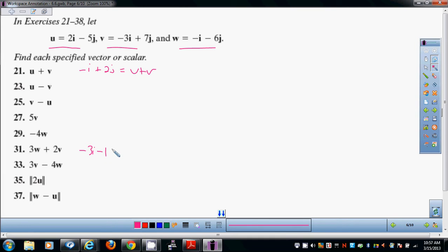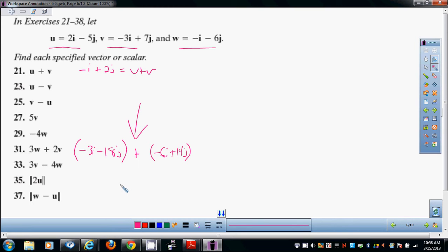That's 3w plus 2v. This is 31, by the way. 2v would be negative 6i plus 14j. And then you add them together. So negative 3i minus 6i, negative 18j plus 14j. And very good.